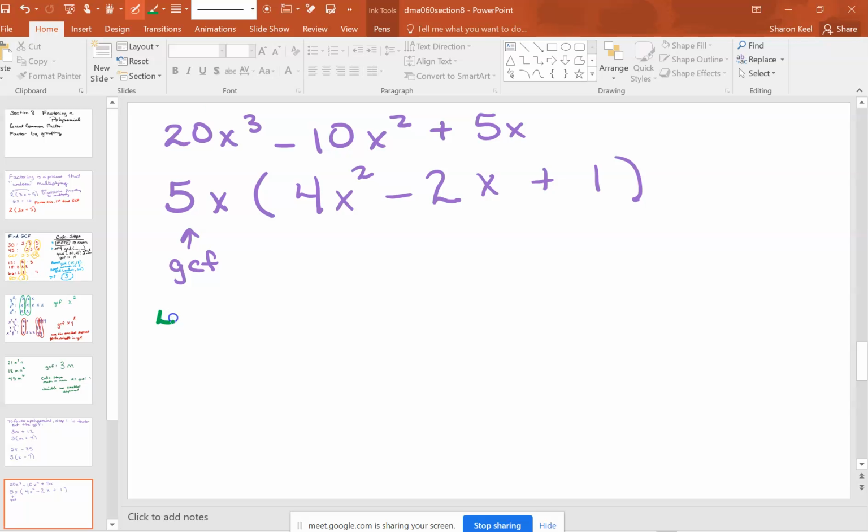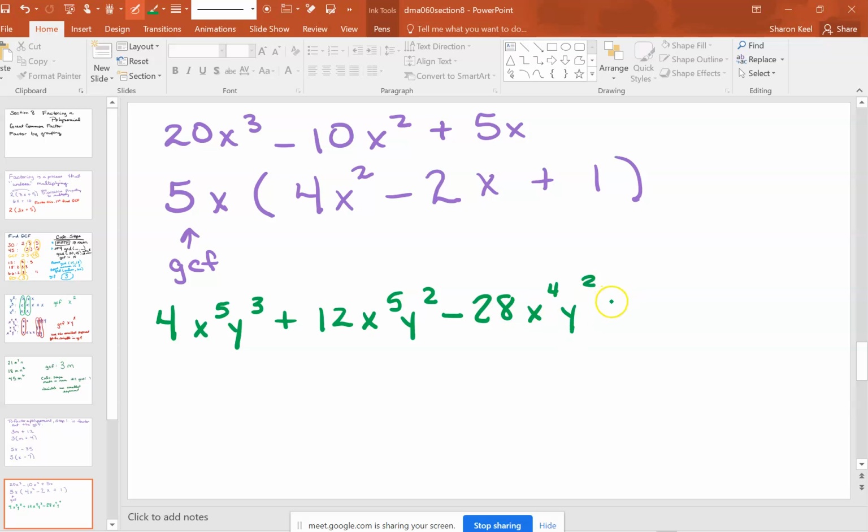So let's say we have 4x to the 5th y cubed plus 12x to the 5th y squared minus 28x to the 4th y squared minus 4x cubed y. Okay, we've got four numbers. Now two of the numbers are the same. They're both 4s. So actually 4 could potentially be the biggest common factor. They're all even numbers, so 2 goes into everything. But let's see if that smallest number works: does 4 go into 12? Yes. Does 4 go into 28? Yes. So for our GCF, we're going to have a 4.